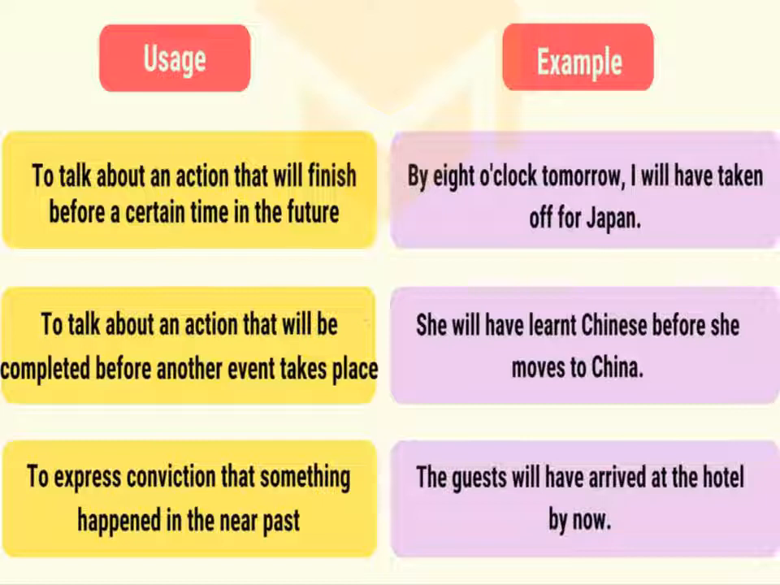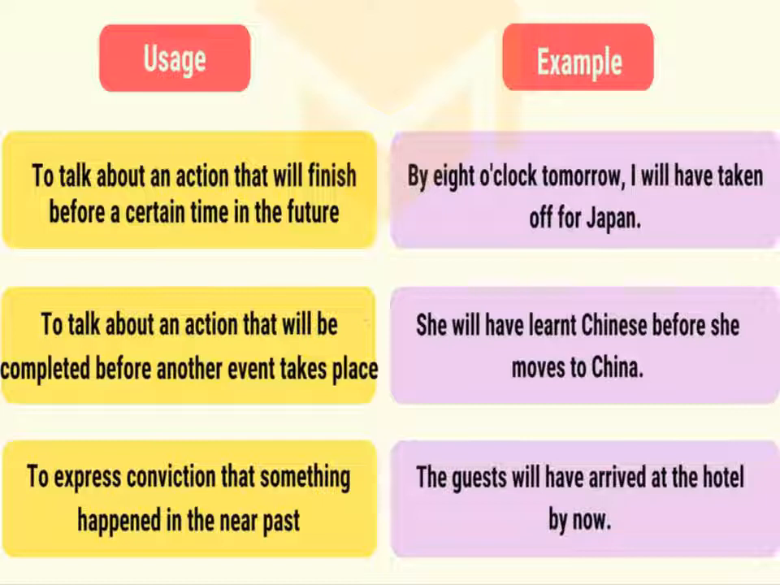Alright, next one, to talk about an action that will be completed before another event takes place. Okay, باش نتكلموا على واحد الحدث في المستقبل قبل واحد الحدث آخر ما يوقع في المستقبل تاعو. Okay, so she will have learned Chinese before she moves to China. She will have learned Chinese before she moves to China. So she will have learned. Here learned is the past participle of the verb learn، وممكن يكون حتى learnt. هنا عنده جوج حالات، ممكن نقولوا she will have learned or learnt. Okay, the third usage, so to express conviction that something happened in the near past.